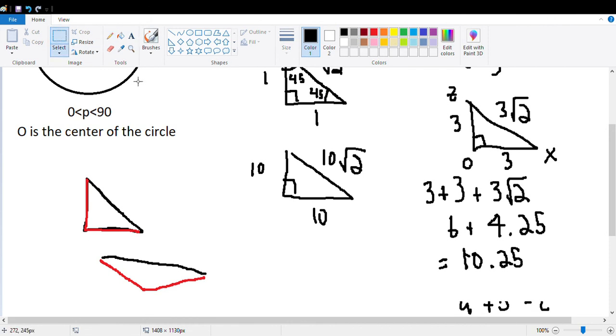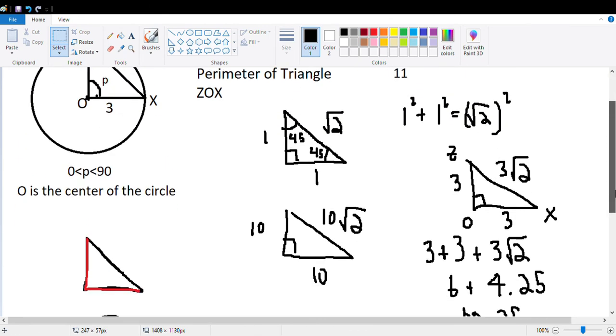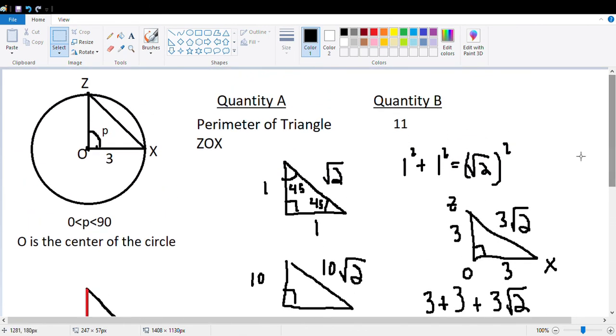That tells us that all of the perimeters that are possible for that triangle inscribed in the circle must be less than 10.25, and therefore they all must be less than 11. Based on that observation, we know that out of the options we can choose from, quantity B is larger than quantity A. The options are A, B, C, D. We choose B because that means quantity B is greater than quantity A. And that's how we solve this question.